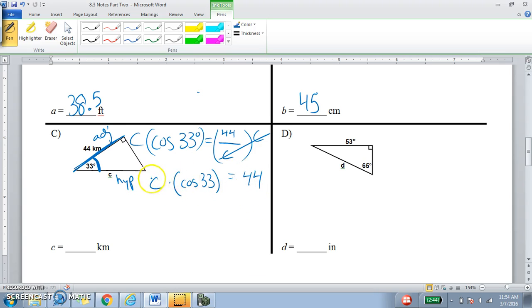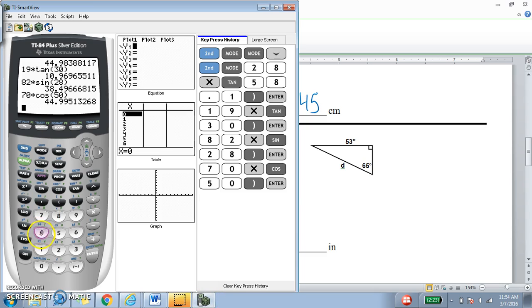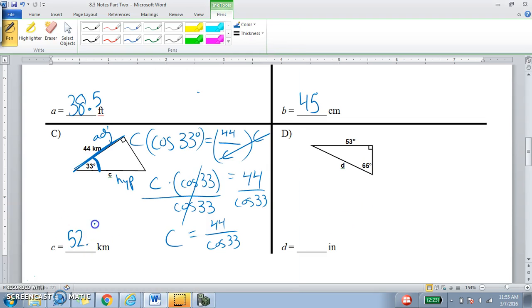Now to get the variable by itself, since C is being multiplied by cosine 33, I can just divide by cosine 33, and that cancels out. So C would equal 44 divided by cosine 33. This is what I would type in my calculator: 44 divided by cosine 33 gives me 52.46. So that 6 is going to round the 4 up to a 5. So 52.5.